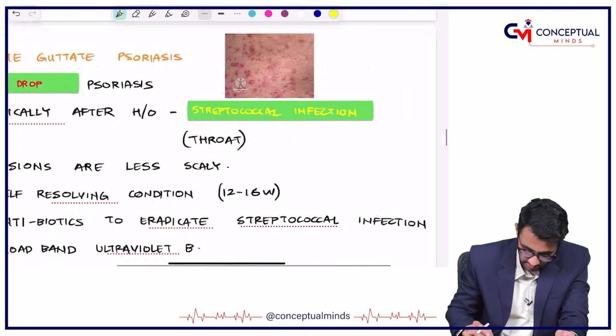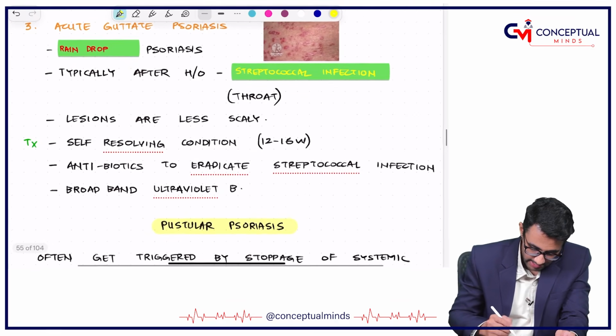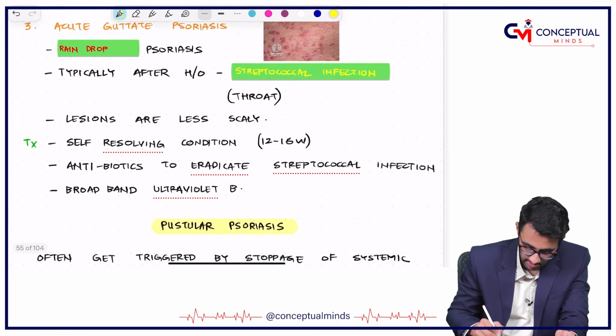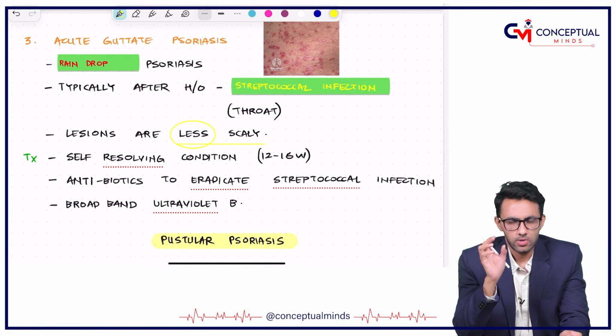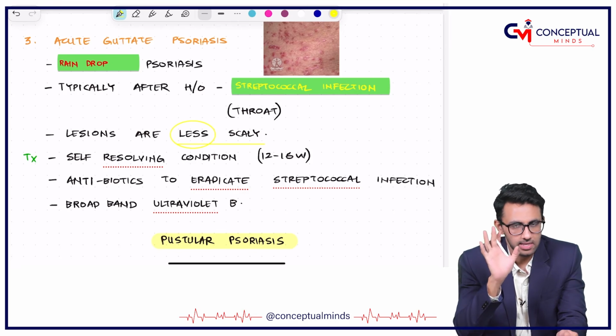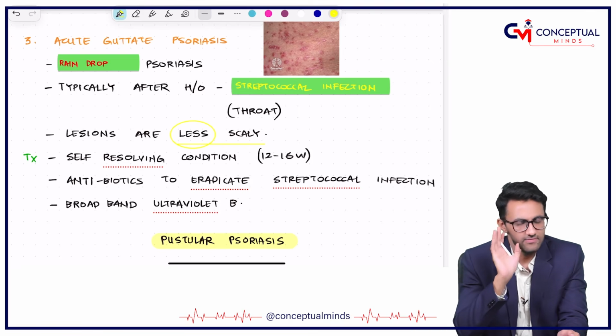There is always time to learn and improvise, right? Okay, lesions are less scaly, even so in acute guttate psoriasis. What did we just learn? That the lesions are less scaly. Okay, non-scaly lesions are seen in which one? In inverse psoriasis. Okay, and in the classical variety, the vulgaris type, which lesion? Scaly and non-scaly? Definitely scaly.